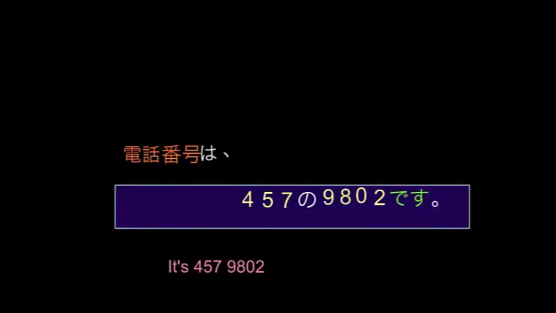If one goes, so does the other. There's our ten and there's our topic particle wa. So we can remove that entirely and we're left with a short or more casual answer, which is 457-9802 desu. And that's how we answer the question, what is your telephone number? Let's listen to our native speaker saying that.